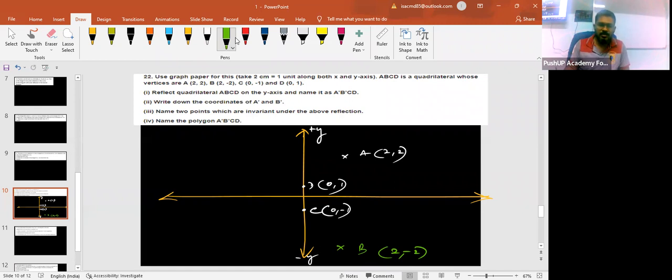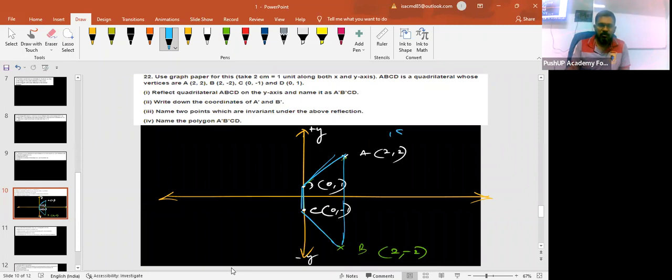That means they are asking us to join these points together like this, so that you get a quadrilateral. This is your A, B, C, D, right? This is your quadrilateral. What is this quadrilateral formed of? It is formed of 4 different vertices. They are asking us to reflect that quadrilateral in the y-axis. It's quite simple to understand, children.